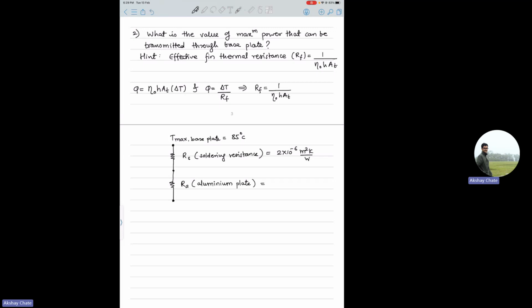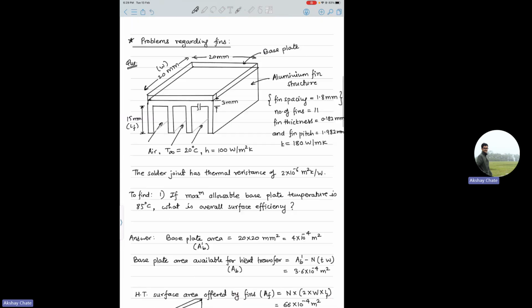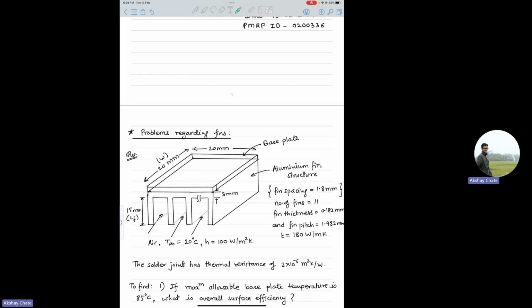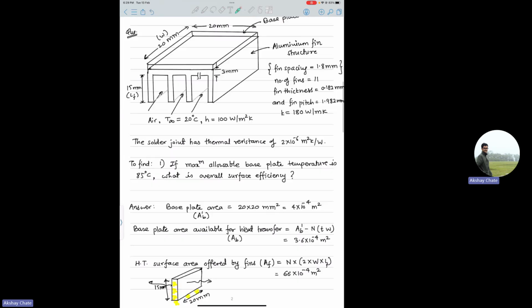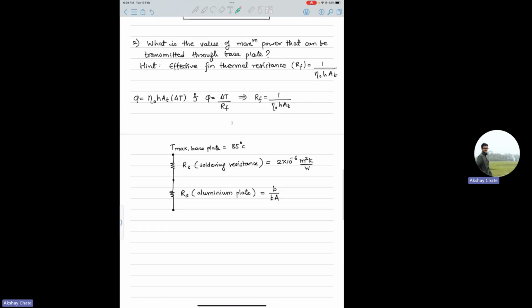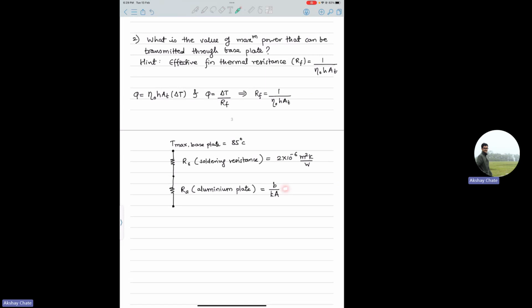So we have this formula, B by Ka. This is the plain simple wall formula. So this thermal resistance is nothing but in this part, the part where you will have conduction resistance, right? That is what we are representing here using this. So we had the thickness of this part as 3 mm, given in the question.